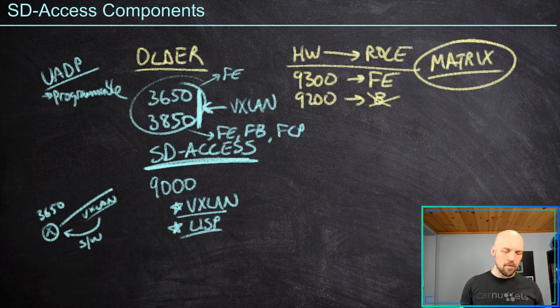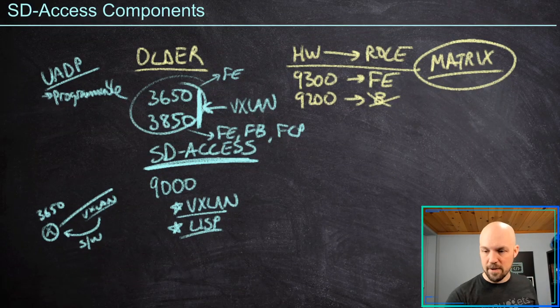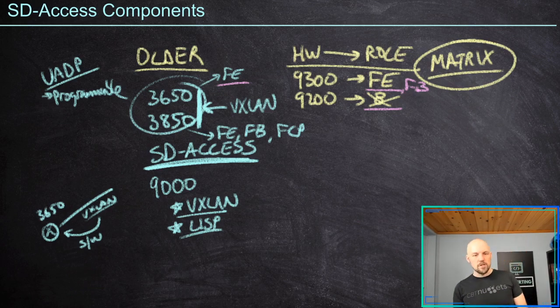Now, I've thrown a lot of these out there at you. For example, I have said over here that a 9300 can be a Fabric Edge node. In fact, it can be a Fabric Border node, but a 9200 can't be a border node. And over here, we see that paralleled with the 3650s and 3850s. So fortunately we don't need to memorize this for the most part.